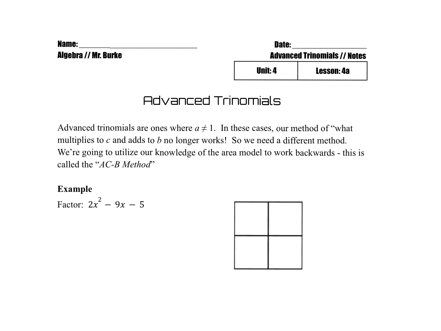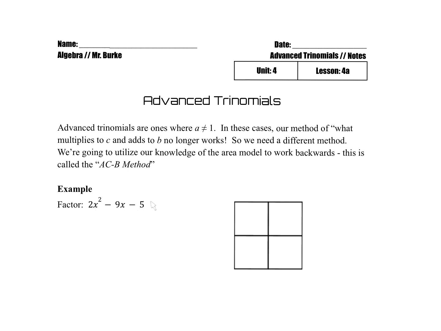Okay, this is Unit 4, Lesson 4a. We're going to be looking at some advanced trinomials. So you already have a good understanding of how to factor what I call basic trinomials, which are trinomials that have a leading coefficient of 1, where a is 1, or the leading coefficient can be factored out by greatest common factor.